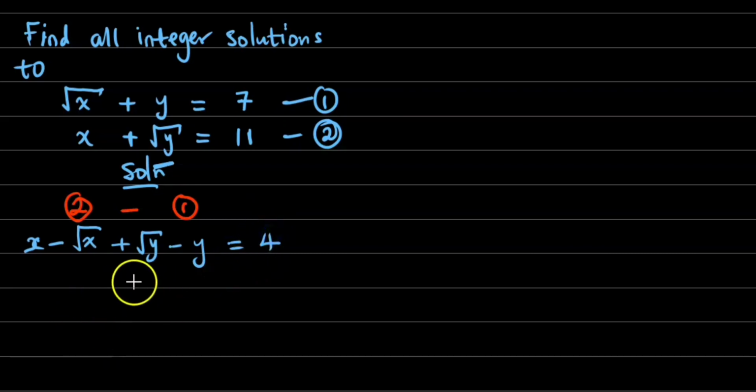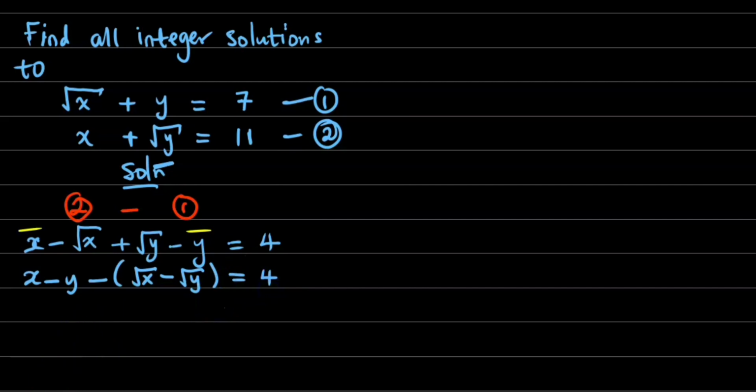The next thing I'd like to do is rearrange this. I'm going to pick x and negative y together, so that'll be x minus y. Next I'm going to pick minus square root of x and plus square root of y, but I'm going to factor out the negative sign, leaving us with square root of x, plus, but I factored out the minus sign, so that will be minus square root of y. Right here we have 4.